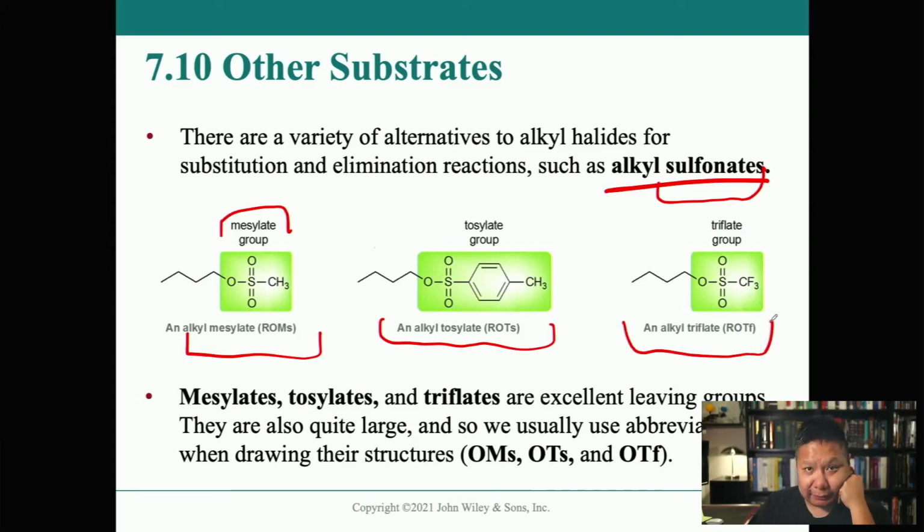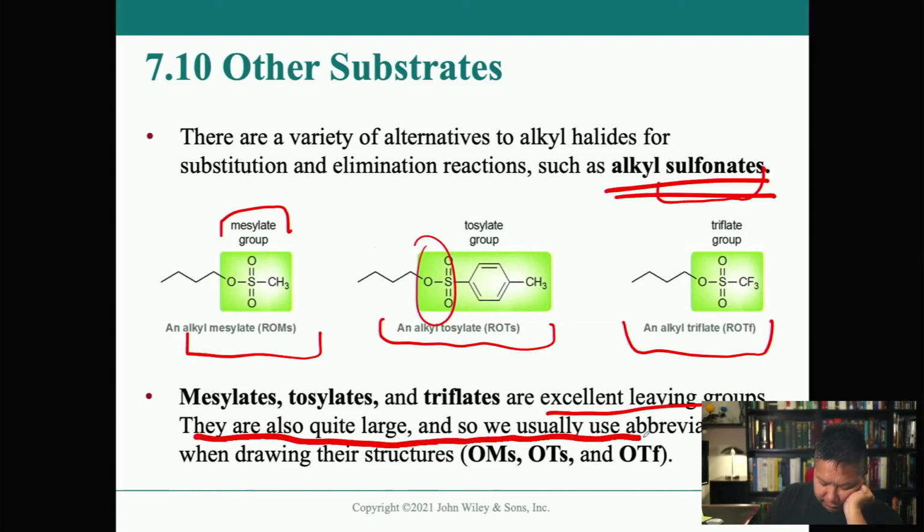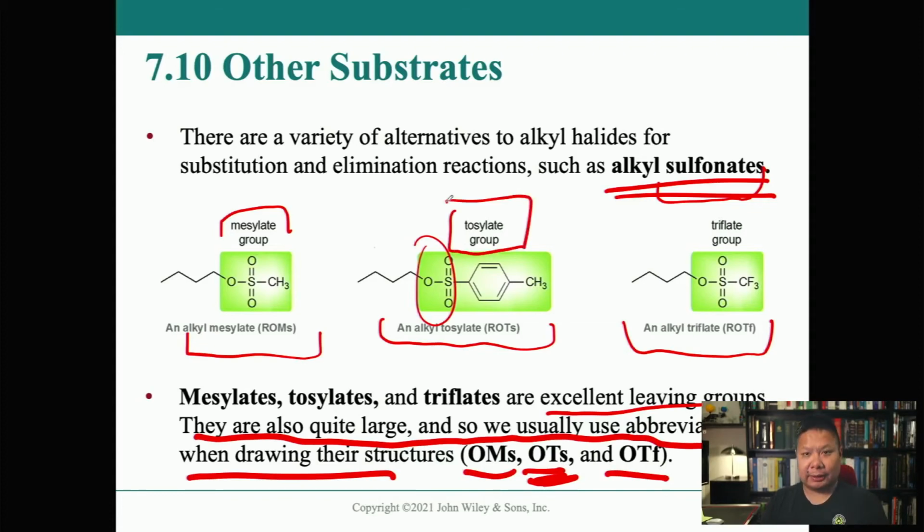And all these alkyl sulfonates are called sulfonates because of this guy right here, sulfonate, right? They're all incredibly good leaving groups. They're excellent leaving groups, right? But they're quite large, and so we usually just abbreviate them in their drawing as OMs, OTs, or OTf. You'll see OTs a lot, right? The tosylate group is what is in the leaving group table from the last lecture.